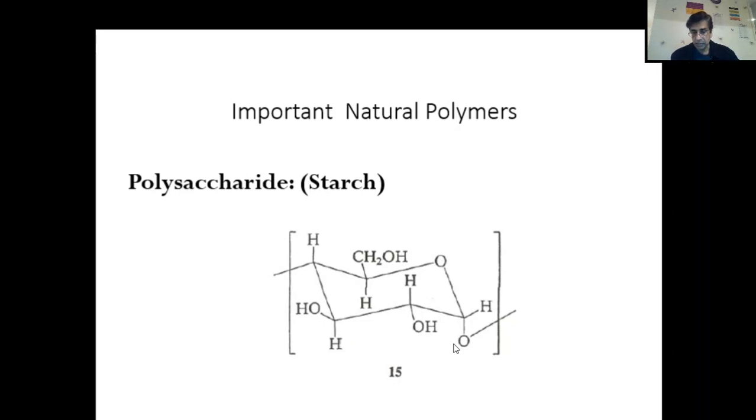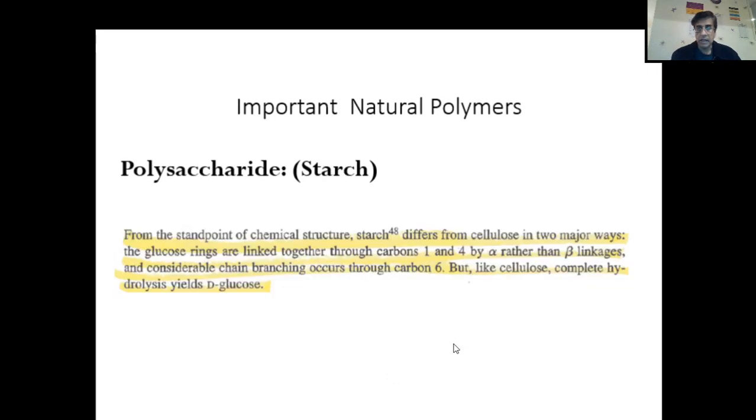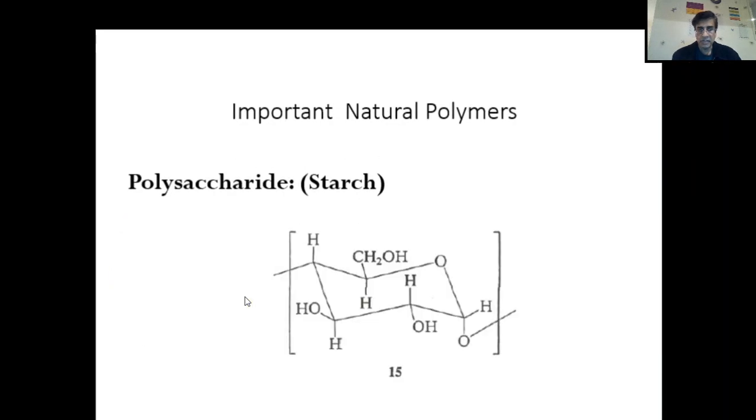Okay, that is why most of the derivatization or reactions of cellulose are the same for starch. So now get back to the main information about starch. You have 1,4 alpha linkage rather than beta linkage. Okay, and branching may also occur. So if you break the polymer chain, you will get D-glucose as a monomer. Okay, because this is the monomer which is combined.